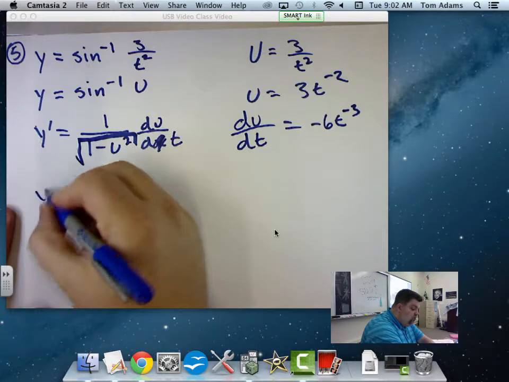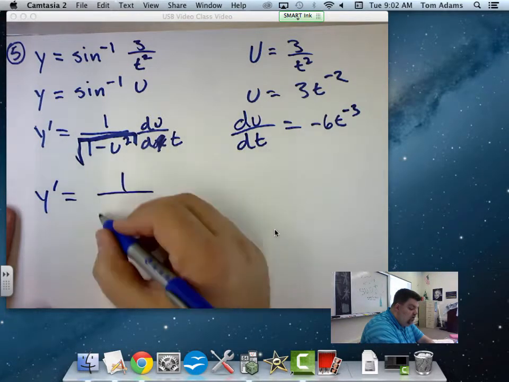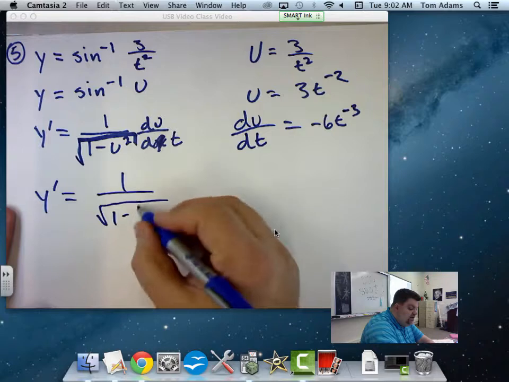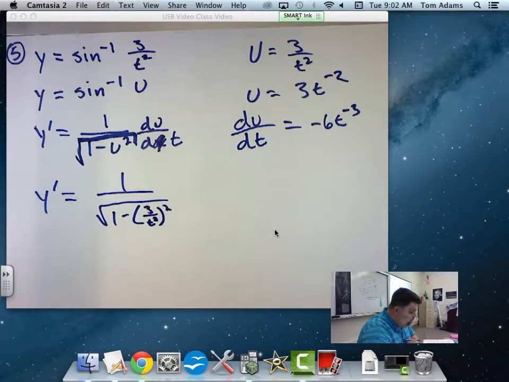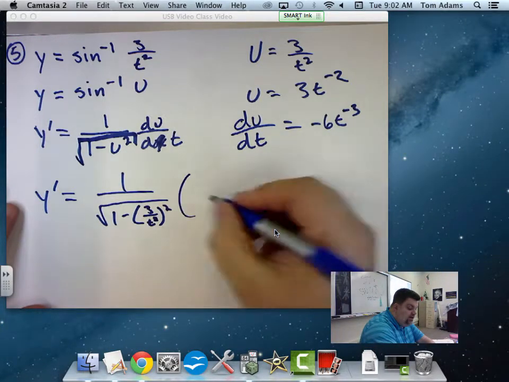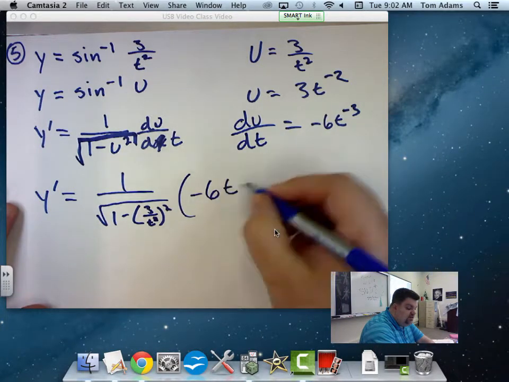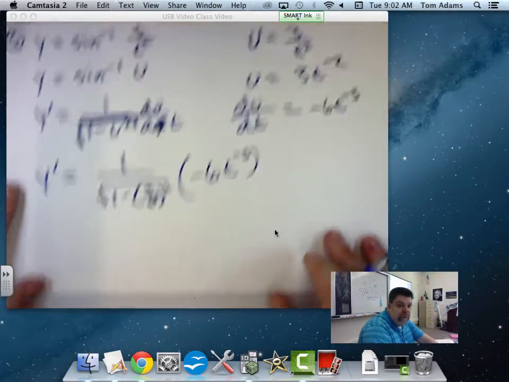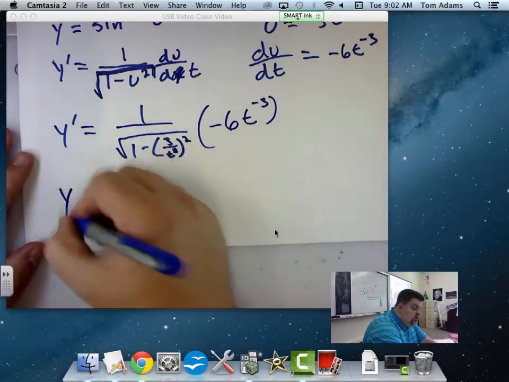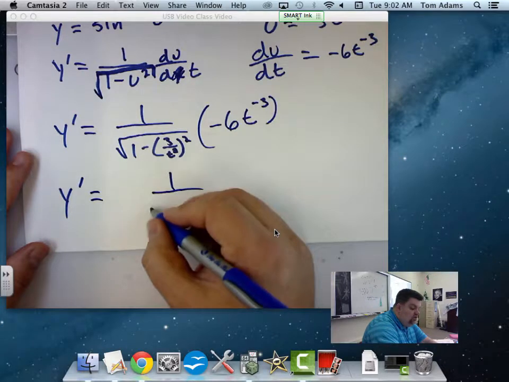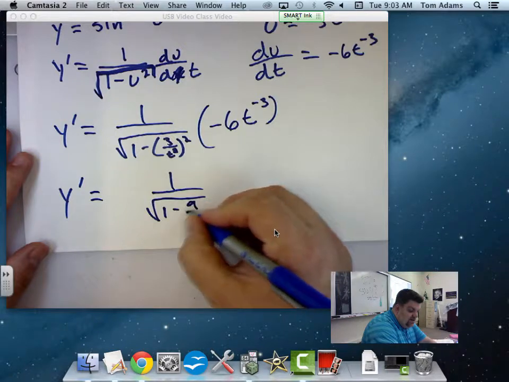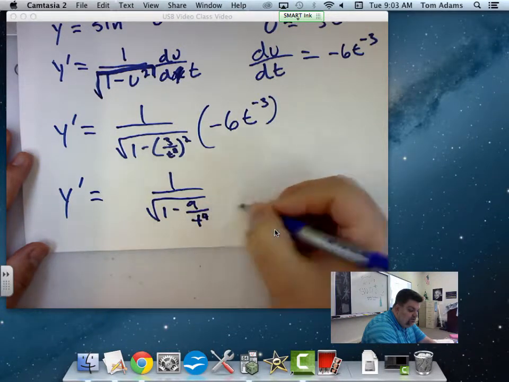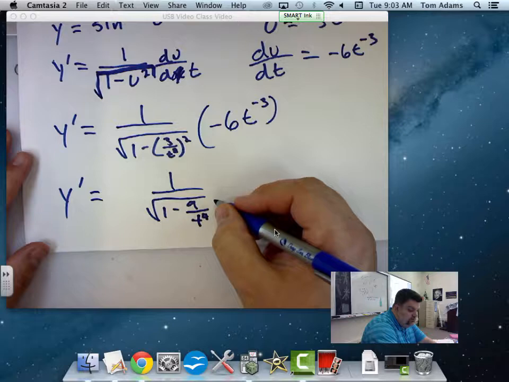So y prime then would be 1 over the square root of 1 minus the quantity 3 over t squared, squared, times the quantity negative 6t to the negative 3. So then y prime is equal to 1 over the square root of 1 minus 9 over t to the 4th, times negative 6t to the 3rd.